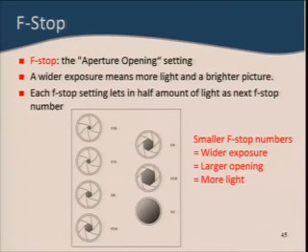You can see with a larger f-stop number, 16, the aperture is smaller. And with a smaller f-stop number, for example 2, you can see the aperture is now large. So if you are using a smaller f-stop number like this, the opening will be larger. If it's larger, that means more light will go through, and then the exposure of your image will be higher. That means it's brighter.